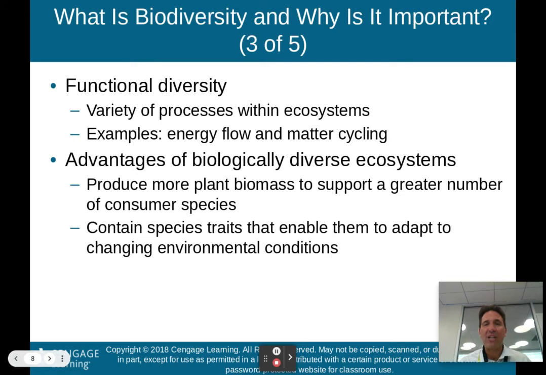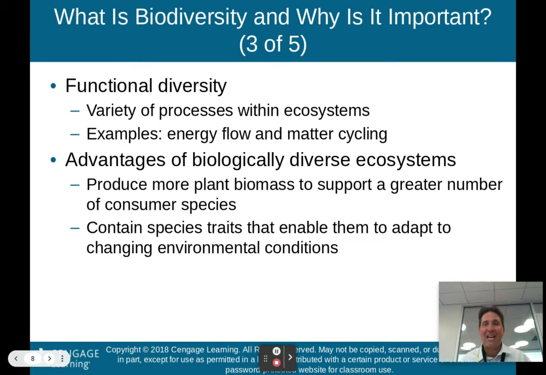Advantages of biologically diverse ecosystems. So again, why do we want this biodiversity? What are the advantages? Well, they produce more plant biomass to support a greater number of consumer species, right? We spoke about how you have your primary producers, and then you have your consumers, right? Primary, secondary, tertiary. Well, the more biologically diverse, the more plant biomass. So that supports a greater number of species.